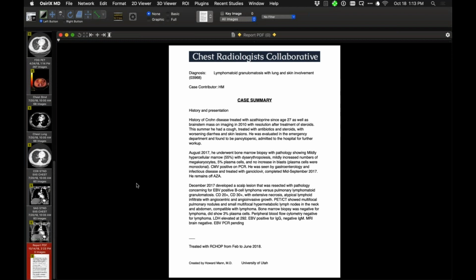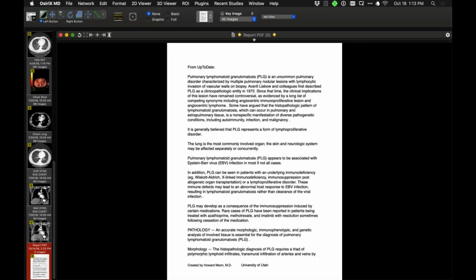So you can see he had a scalp lesion. It is EBV positive, which is pretty common with lymphomatoid granulomatosis. But the combination of nodules, cavitary nodules, and skin disease particularly should make one think of that.